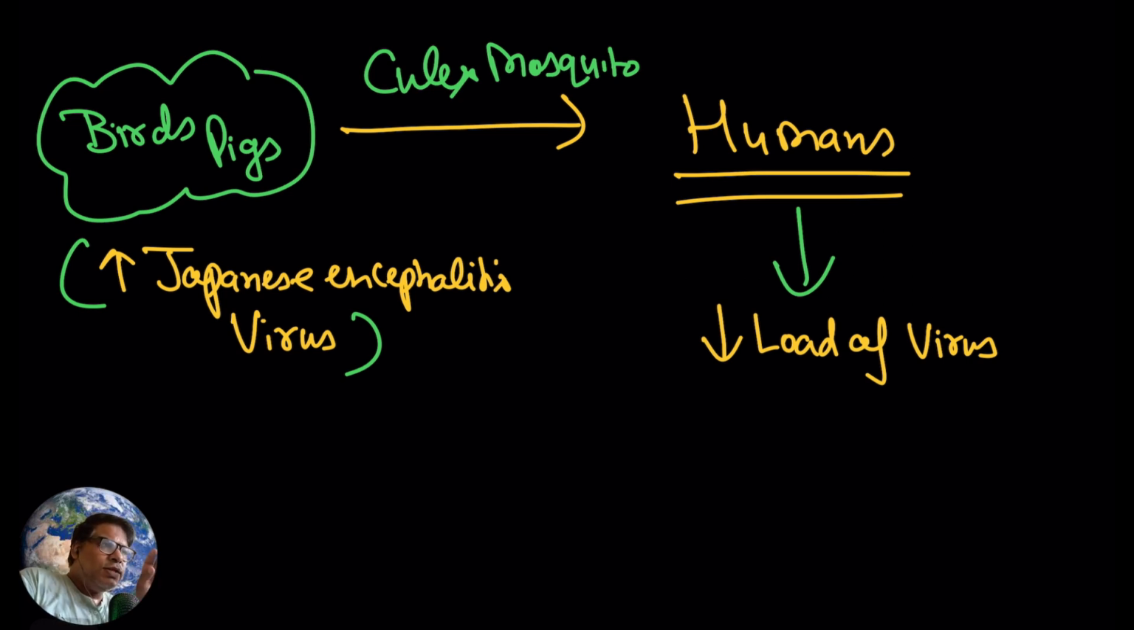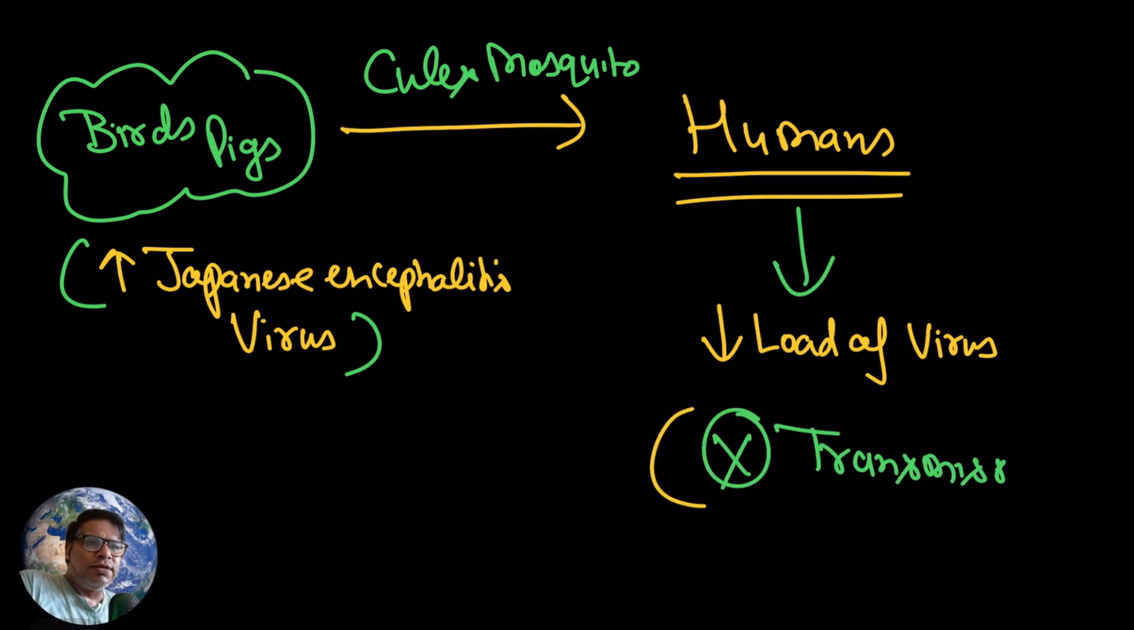So within the human, this virus now has a dead end. It cannot be transmitted further. We humans are the accidental host for Japanese encephalitis virus. From humans, you are not going to see transmission of this virus by mosquito bite. So hopefully now it is clear what is accidental host.